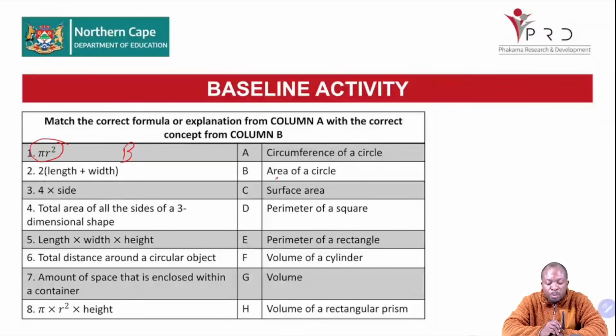So let's talk of the next one then. When you see 2 into bracket L plus B, it means we are talking of what? The perimeter of a rectangle. So our answer is E. When you see 4 times the side, the minute the examiner says 4 times the side, it means the shape is a square. So this side plus this side plus this side plus this side will give you the perimeter. So we are talking of the perimeter of a square, which means that our answer here should be D.